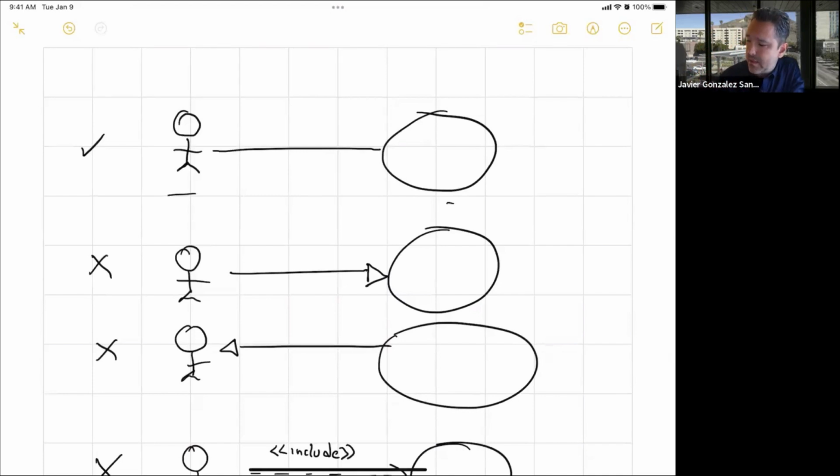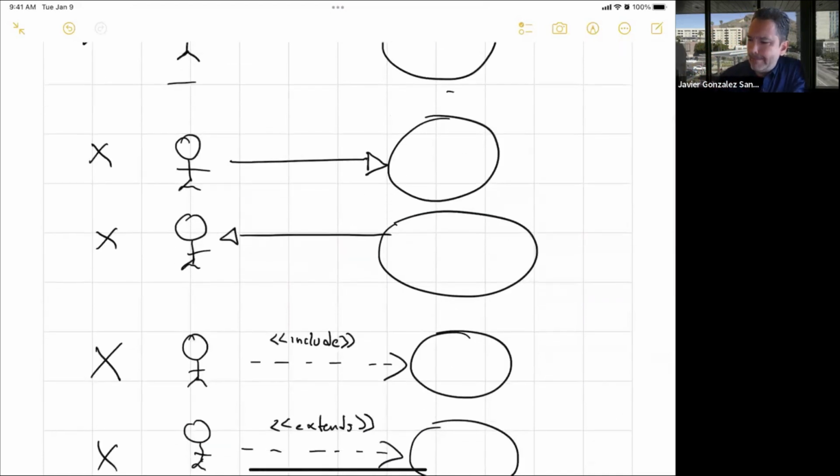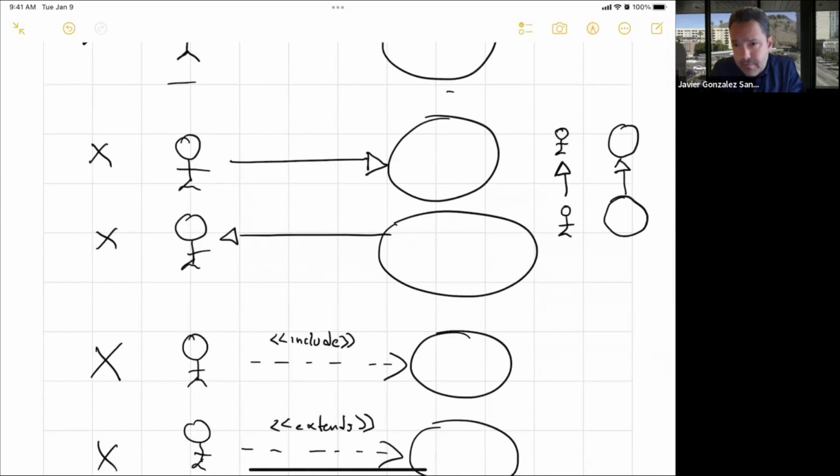Okay, now that we're talking about this inheritance, an actor, inheritance, another actor, a requirement, inheritance, another requirement. Can we have inheritance between actors? Like this. Can the parent be an actor and the child be another actor? That is something that is possible.